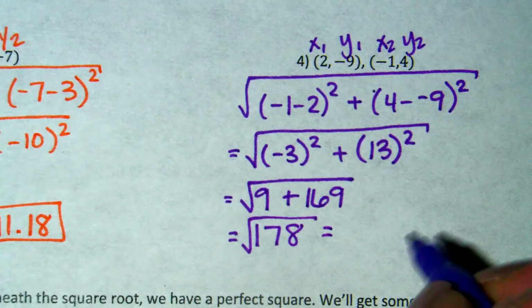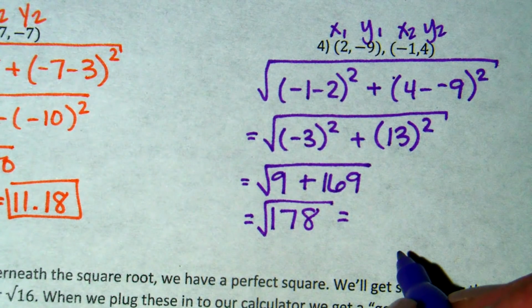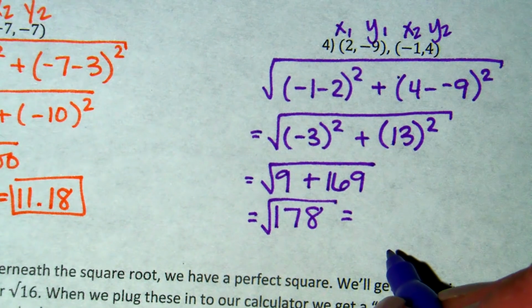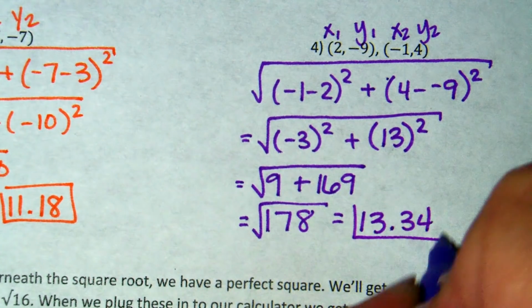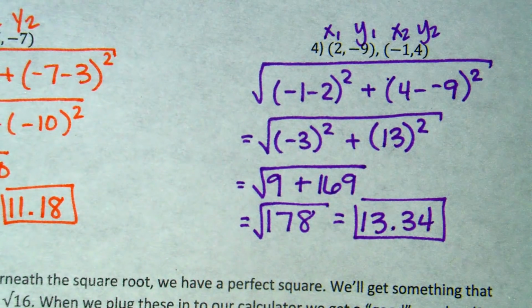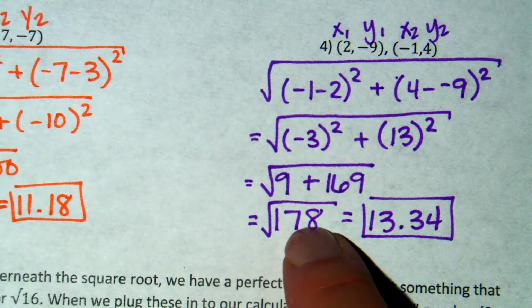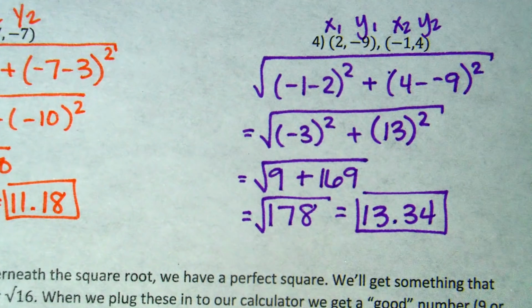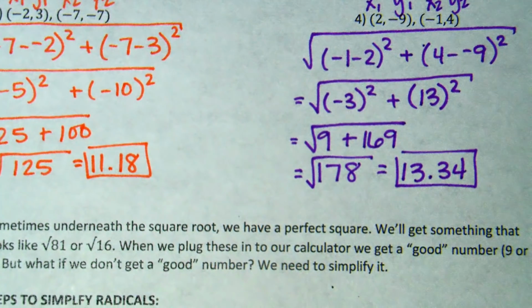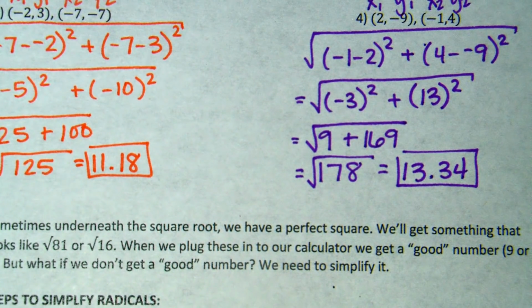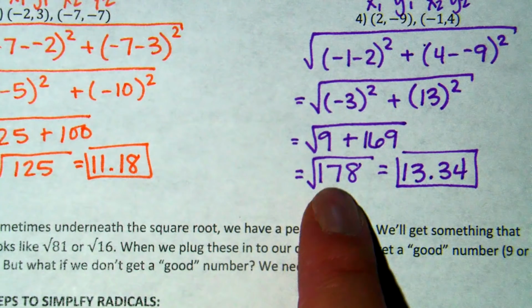If I plug that into my calculator just like that, square root of 178 gives me 13.34. Okay, now there is a small catch to the distance formula. Not every single time is it going to be as easy as plugging in the square root of 178 into the calculator and getting a decimal. Sometimes your answer will not be in decimal form. And that's where simplifying radicals comes into play. So we're going to simplify this.